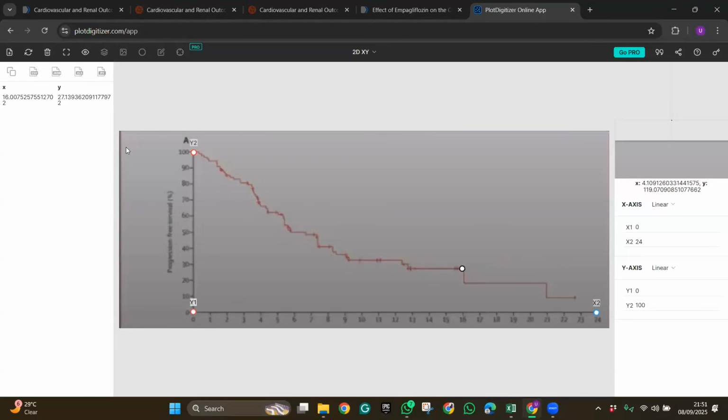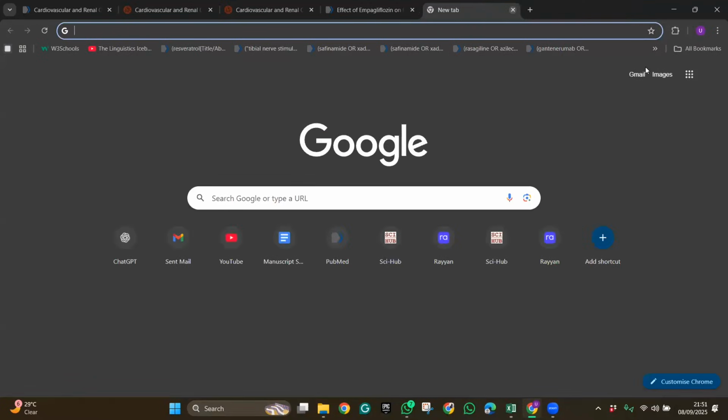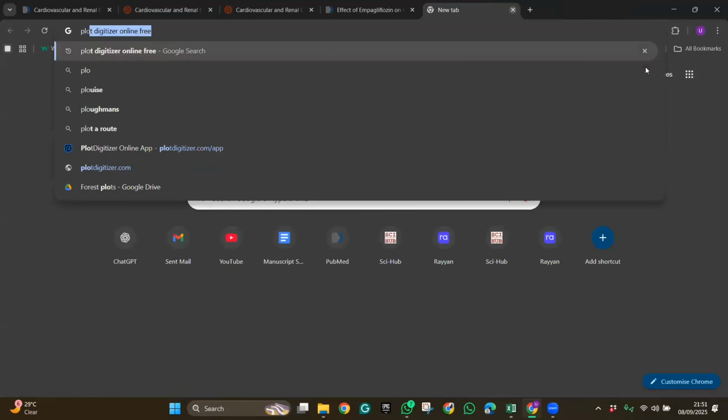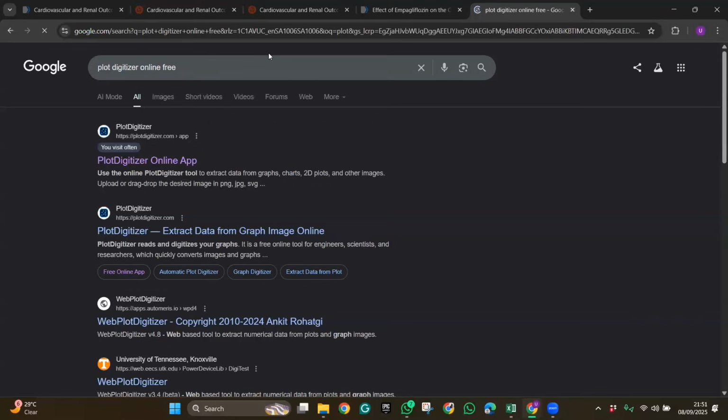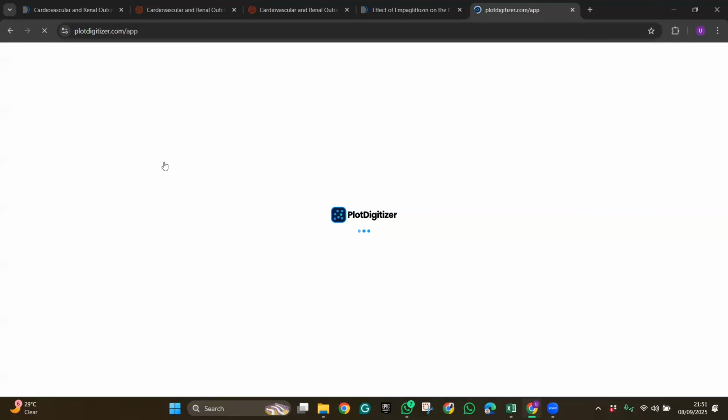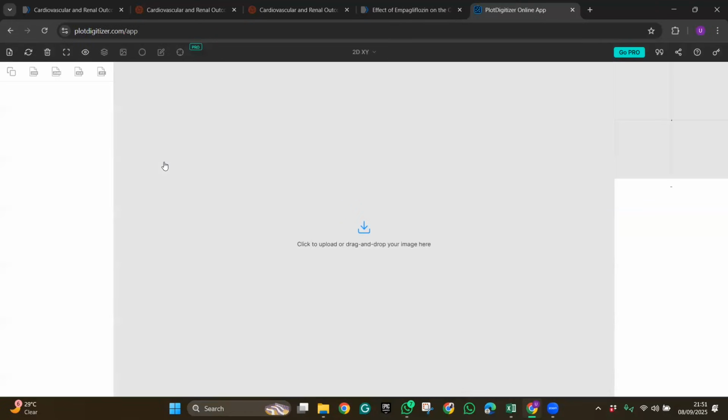Let's go to the plot digitizer again. Wait, I don't know how to delete it. Okay, I'll just open it again. Plot digitizer. Yeah, we're on the plot digitizer page again. Wait, this time I'm not going to tell you. You guys are going to tell me what we're going to do starting from here. I've opened the screen. What am I going to do next?